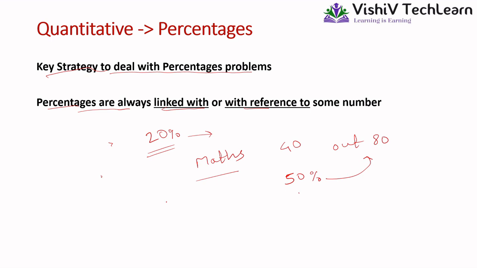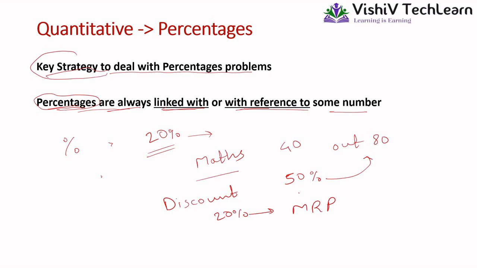Even if a discount is given on some MRP, a 20% discount is linked with the MRP, the labeled price. So whenever you see percentages, always remember that they are linked with reference to some number, some figure. This is the key strategy which you can use while solving percentage problems. Now let's move on to the questions.